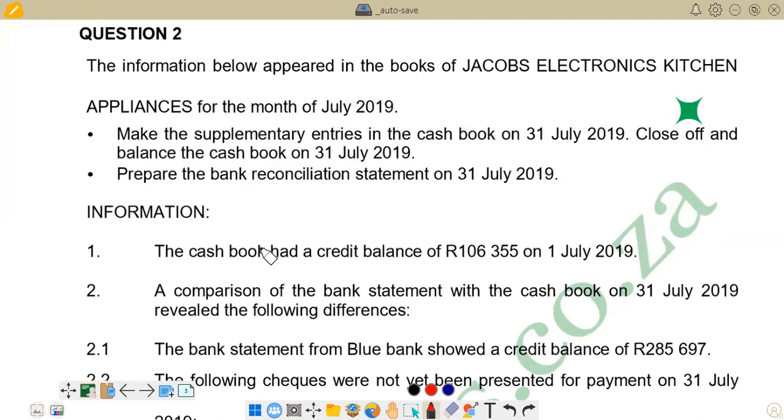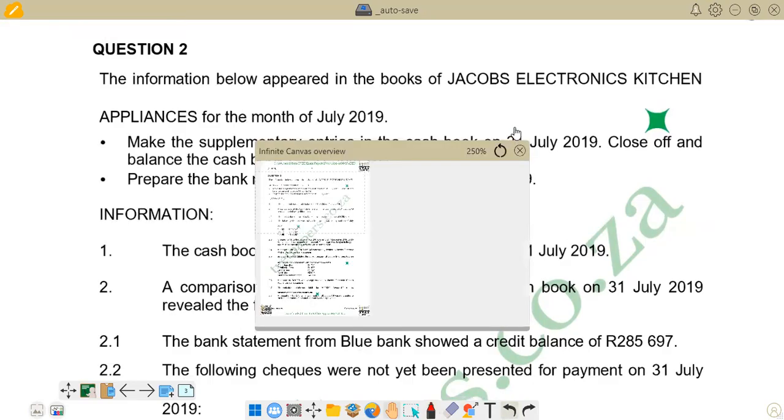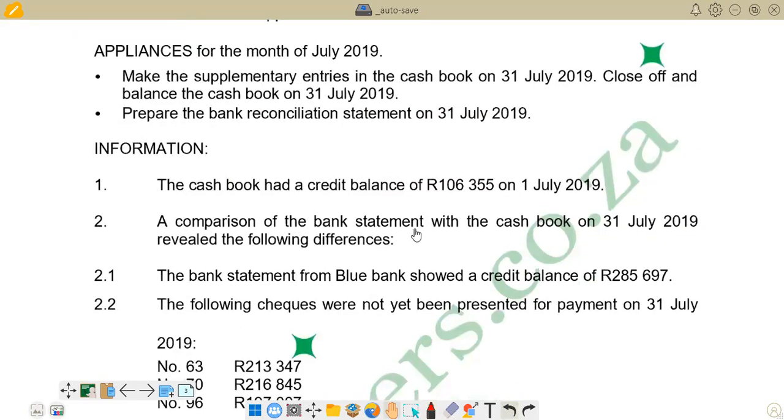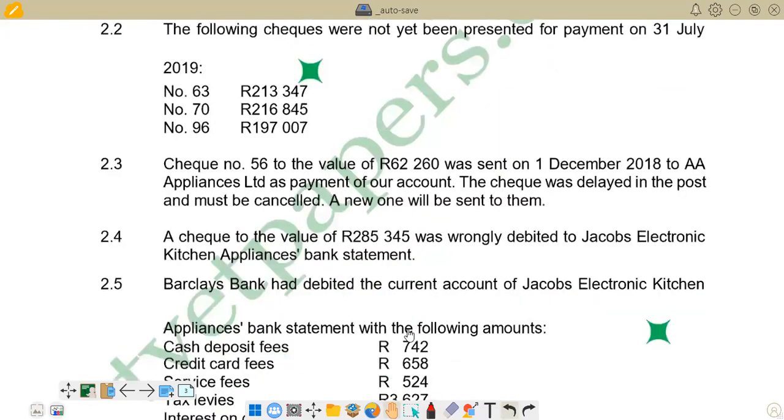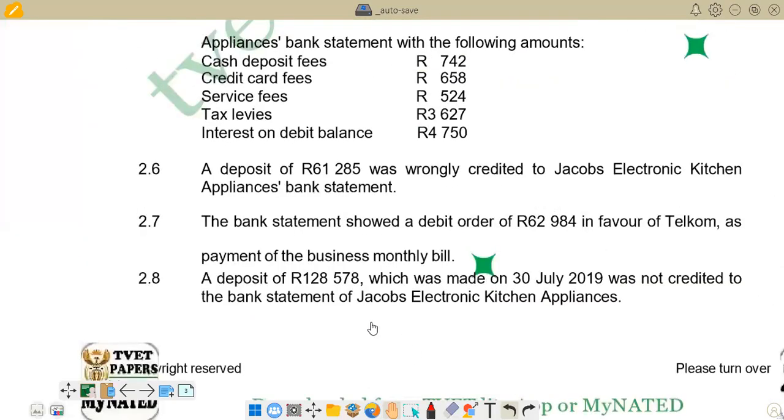Then we are given the information. We can go down the question and see what we have, up to 2.8. We are going to go information by information and try to see what is affecting the journals and what is affecting the bank reconciliation. So this is at the end of our page. Then we can go and check on the next page what we have.